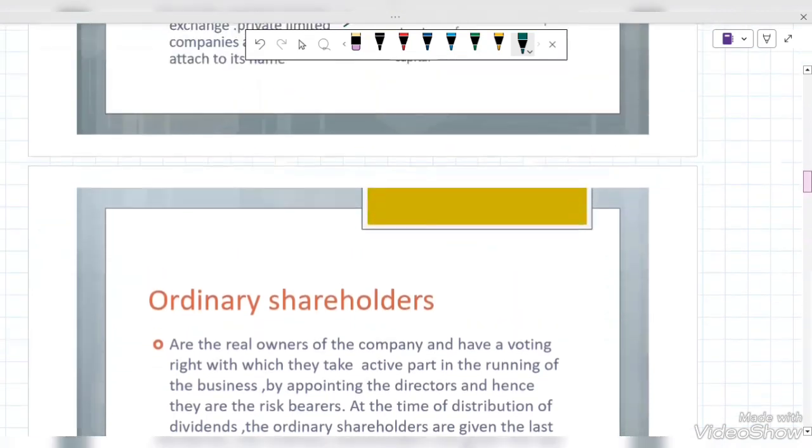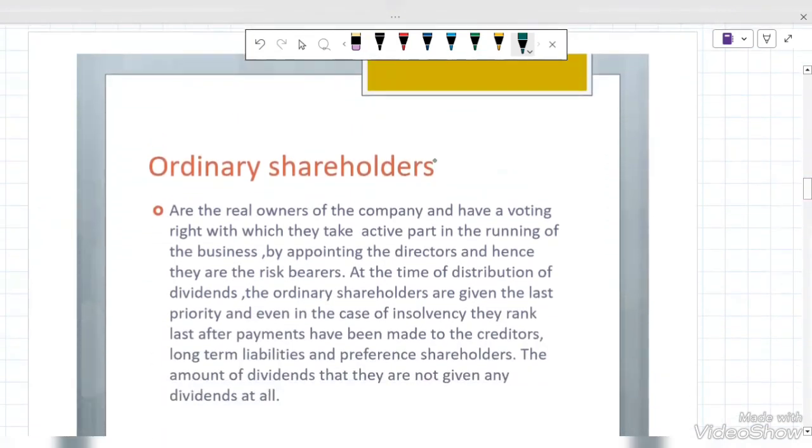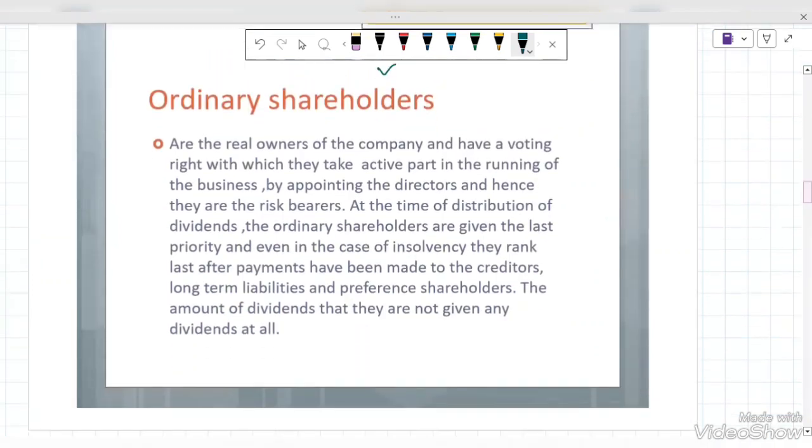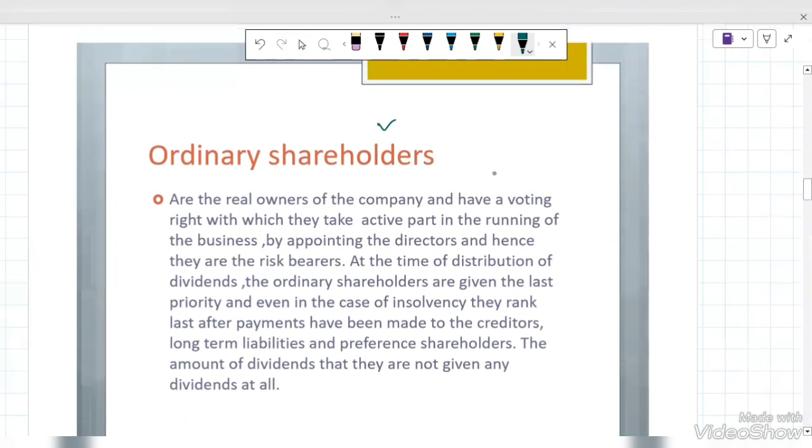There are basically two types of shareholders. Number one is ordinary shareholders, and the second is preference shareholders. So let's discuss the shareholders. Who are shareholders? Basically, those who purchase shares of your business. These types of members are called shareholders.